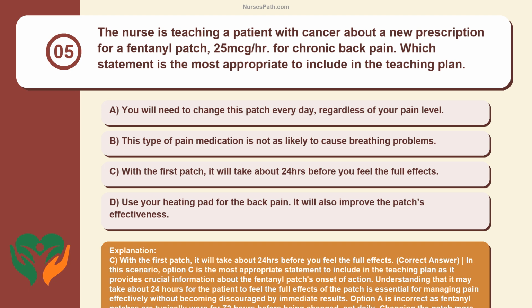C. With the first patch, it will take about 24 hours before you feel the full effects. Correct answer. In this scenario, option C is the most appropriate statement to include in the teaching plan as it provides crucial information about the fentanyl patch's onset of action. Understanding that it may take about 24 hours for the patient to feel the full effects of the patch is essential for managing pain effectively without becoming discouraged by immediate results.